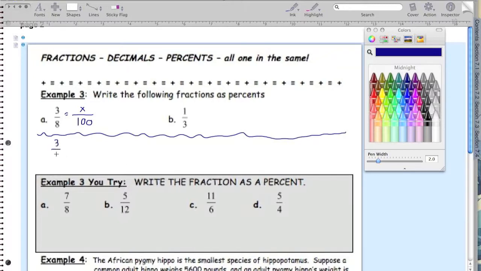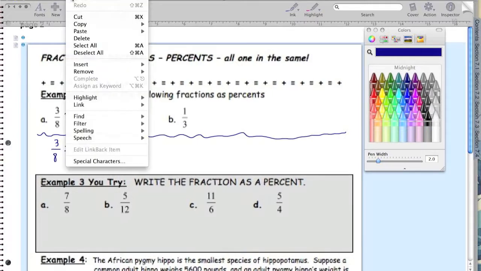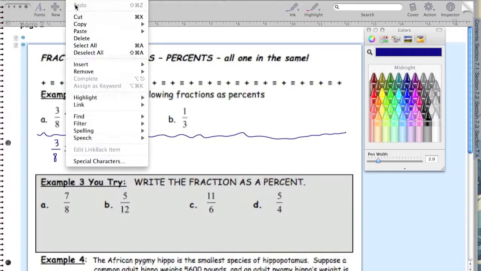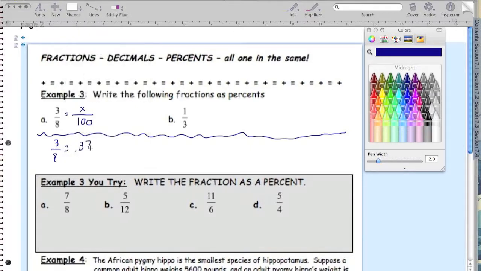Example 5, the fraction 3 over 8. Now that we recognize how to translate from decimal to percent, I can just find out what decimal 3/8 is, and I may either have that memorized or I can use my calculator. When I do that, I get 0.375. And I want to turn this into a percentage. Move it 2 places to the right, 37.5%. Okay? Letter B, I have the fraction 1/3.